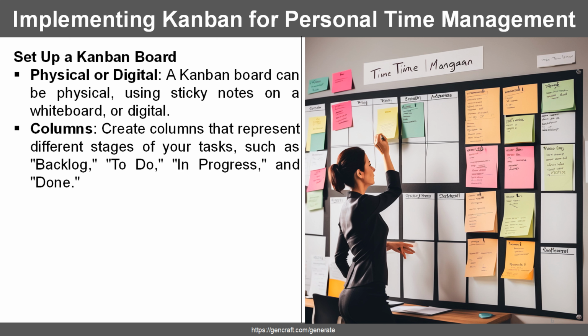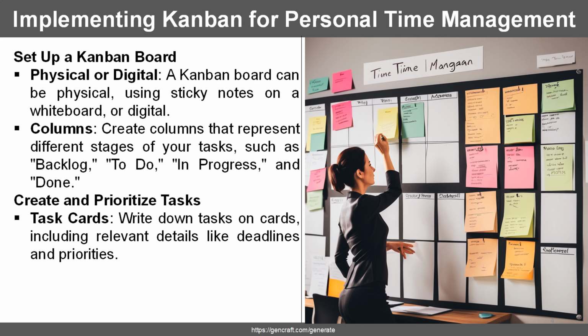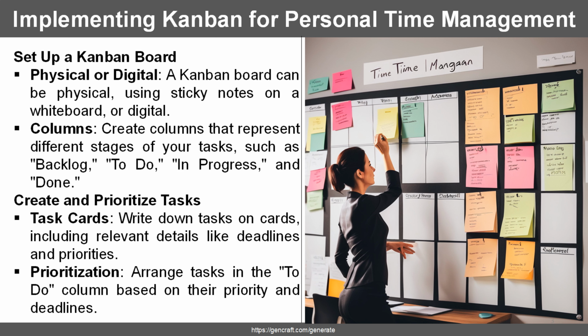Organize your tasks into columns such as backlog, to-do, in progress, and done. Create and prioritize tasks using task cards. Write each task on a card, including deadlines and priorities. Prioritize and arrange these tasks in the to-do column based on their importance and urgency.